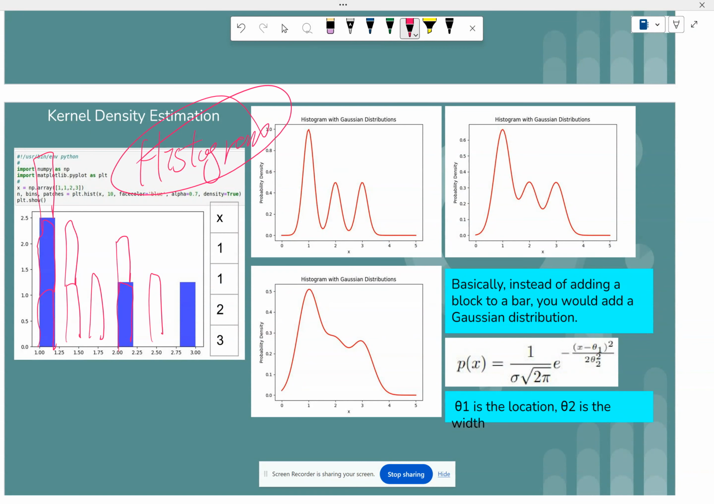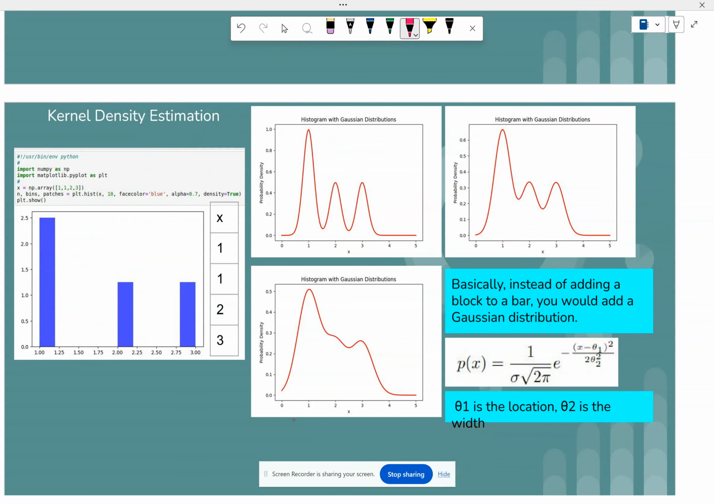Now, with KDE, instead of stacking blocks, we stack Gaussian distributions. So, if we have a Gaussian distribution, let's say we use this. These are the four samples we got. The first sample says that it's at 1. We put a 1 here. And then the second sample is 1 again. We stack it up. Now it's a big one.